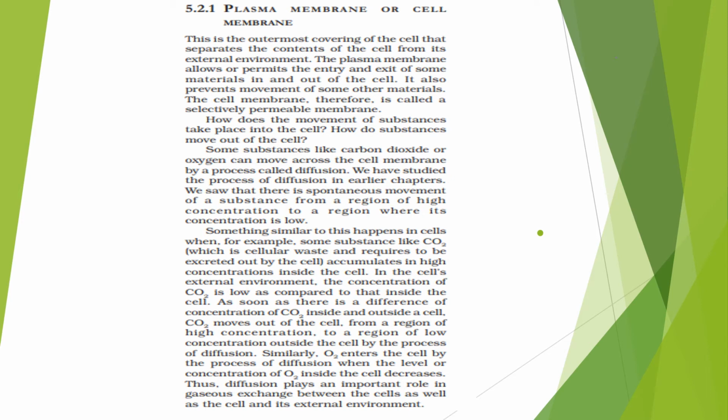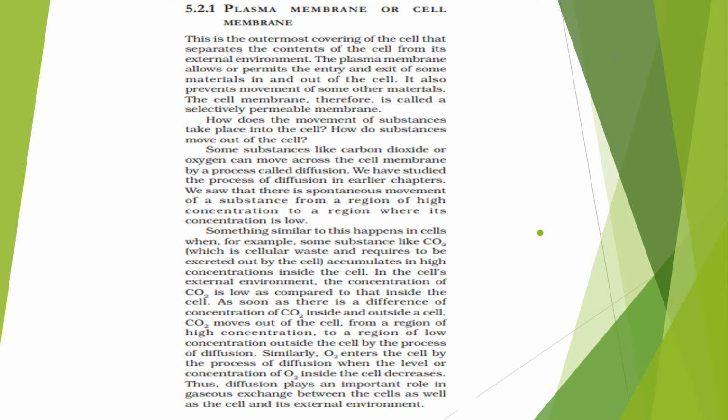At first we discuss carbon dioxide. As soon as there is a difference in the concentration of carbon dioxide inside and outside of the cell, carbon dioxide moves out of the cell from the region of higher concentration to the lower concentration by the process of diffusion. So remember, whenever carbon dioxide is accumulated more inside the cell and the concentration outside the cell is less, then carbon dioxide will move from the higher concentration to the lower concentration, meaning from inside the cell to outside the cell.